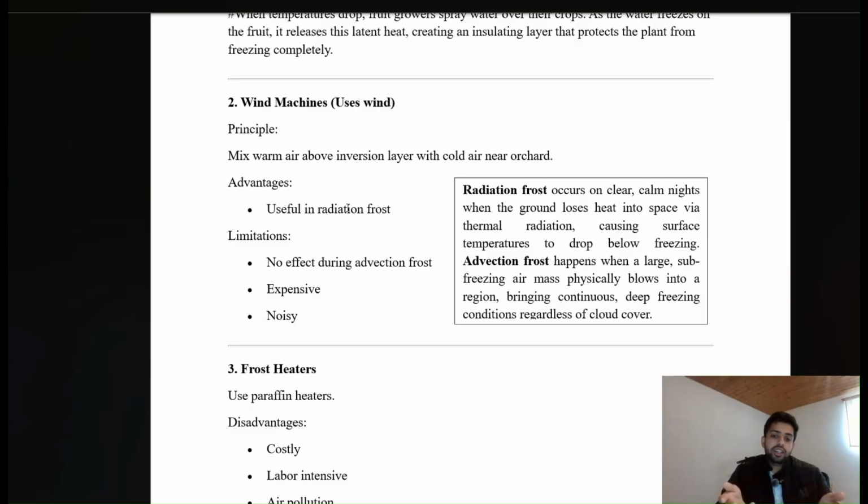And now, what is radiation frost? It occurs on clear, calm nights when the ground loses heat into space via thermal radiation, causing the surface temperature to drop below freezing. So it is a natural process.